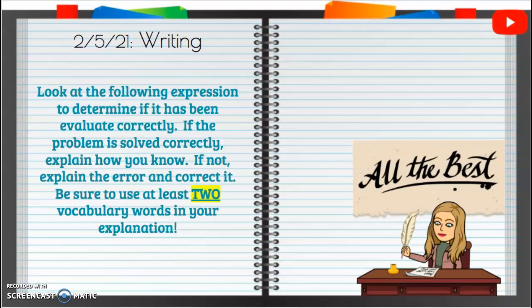February 5th, 2021, writing. We're going to look at the following expression to determine if it has been evaluated correctly. If the problem was solved correctly, explain how you know. If not, explain the error and correct it. Be sure to use at least 2 vocabulary words in your explanation.